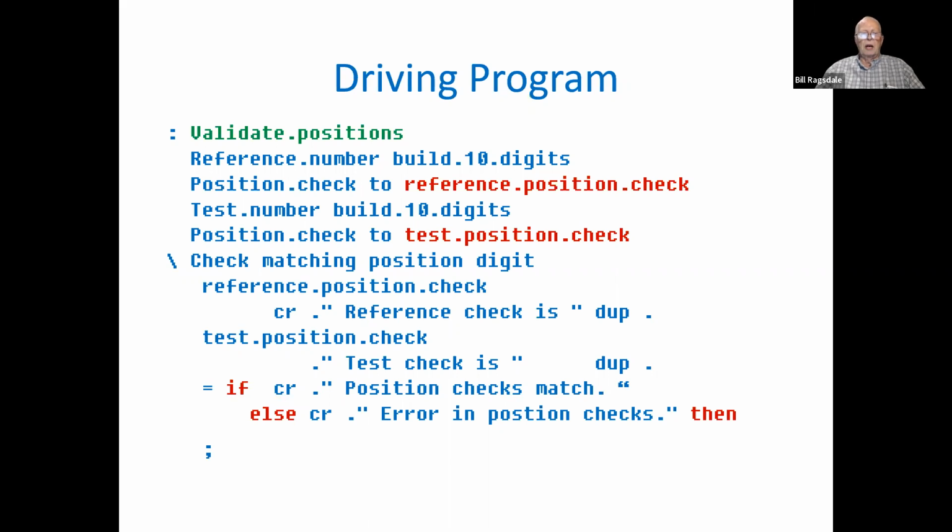The driving program is rather simple, like the one before, where we take the reference number. We run it through, in this case, position check, and we generate the reference position check. We take the test number, we run through the same process, and we generate the test position check. The bottom portion then is our simple comparison and error report.